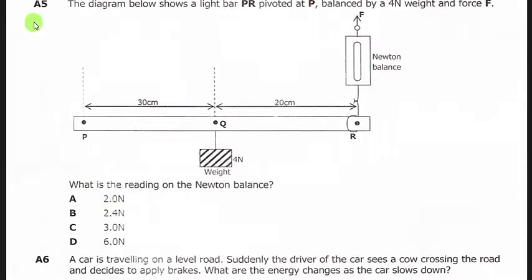This is question number 5, which reads: the diagram below shows a light bar PR pivoted at P, balanced by a 4 Newton weight and the force F. So we have a light bar, which is balanced by a 4 Newton weight, and there's also a force here on the Newton balance. The question says, what is the reading on the Newton balance? This Newton balance is lifting this part here, and there's a pivot somewhere here. They want to know what reading the Newton balance will show.